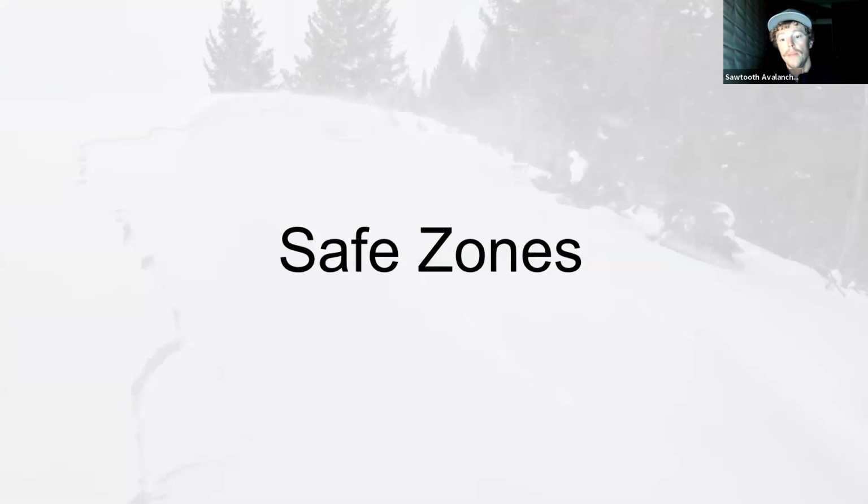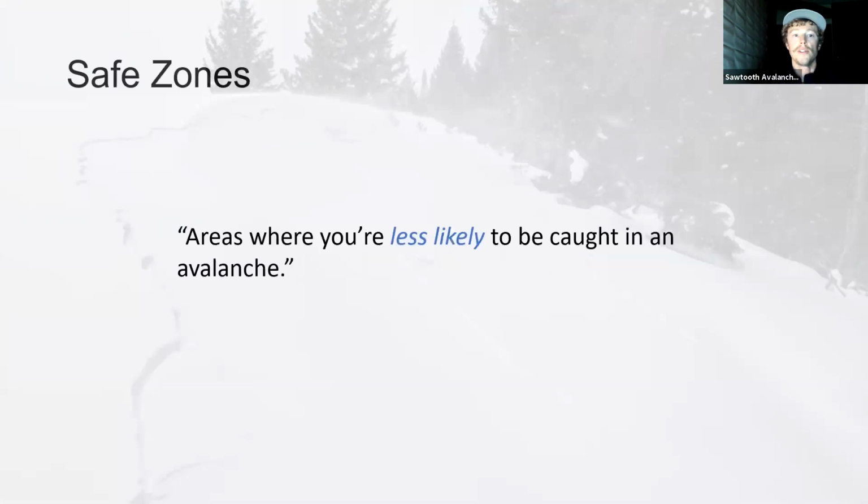So the last main topic that we'll get into is avalanche or so-called safe zones. I think this is going to be a fairly short section, because I really want to add some skepticism into your thought processes when you're thinking about what is a safe zone. A safe zone is really just an area that you're less likely to be caught in an avalanche.